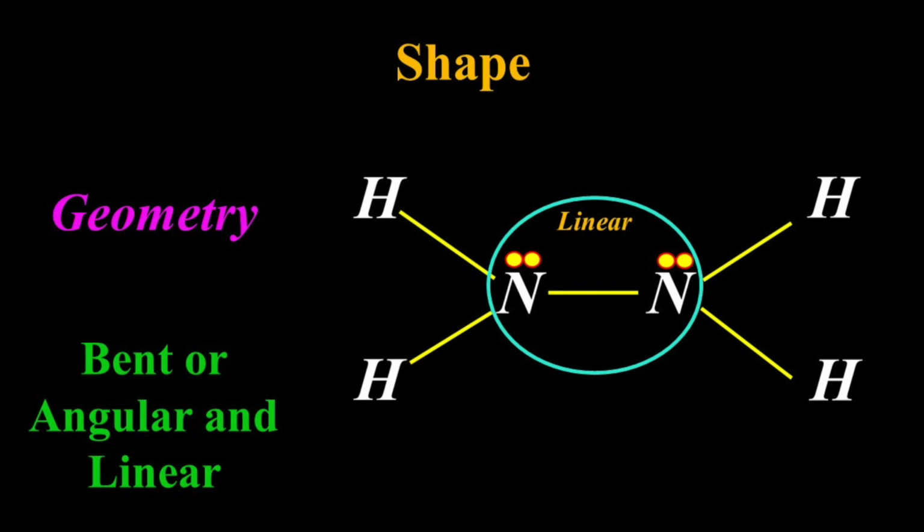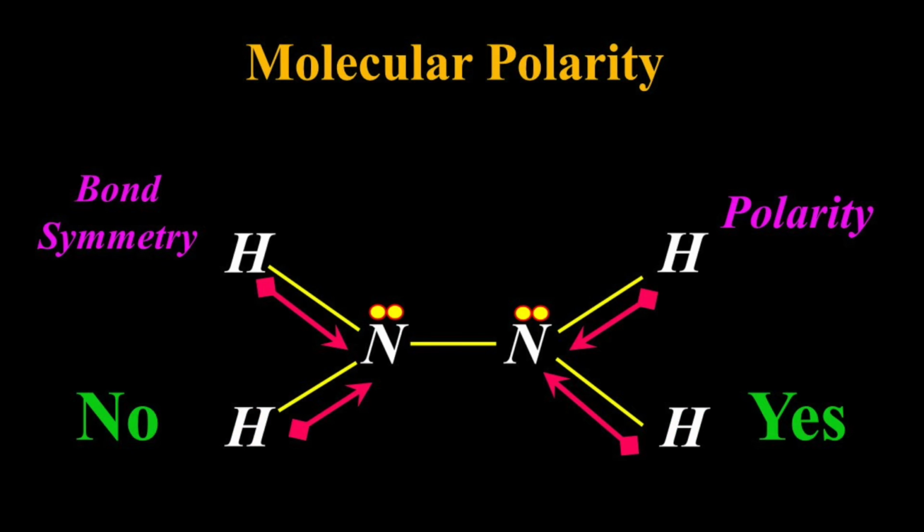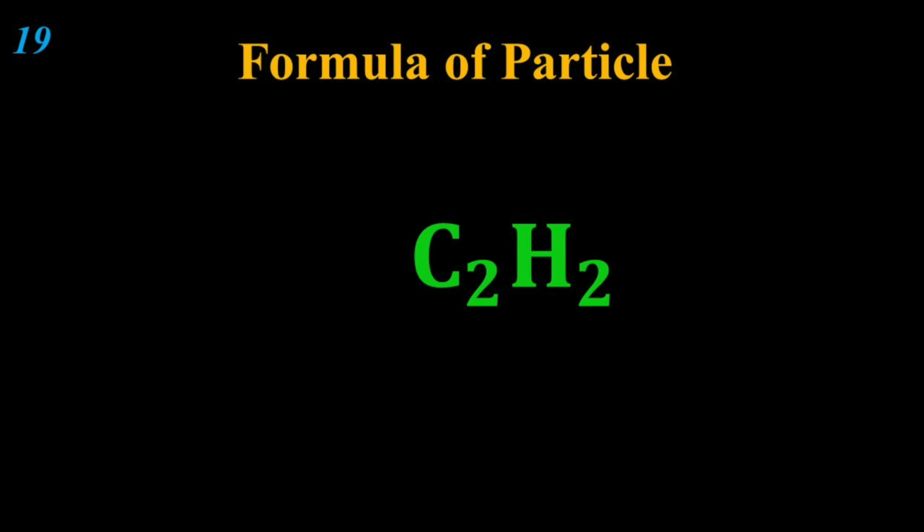Next, let's put in the dipole moments. You'll see there's no dipole moment for the nitrogen-nitrogen bond. The nitrogen is more electronegative than the hydrogen. So if we place the dipoles in, they go towards the nitrogen, but they don't cancel. So there is no bond symmetry, and there is polarity.